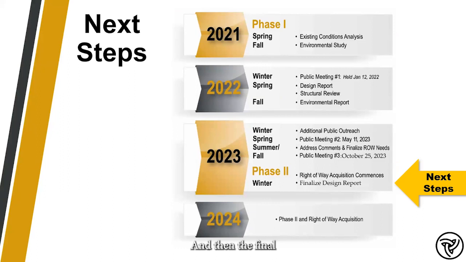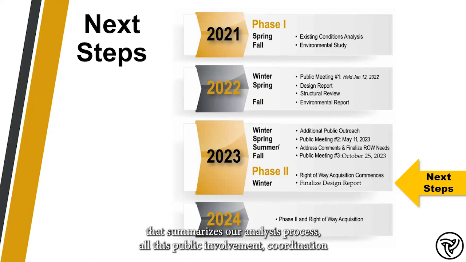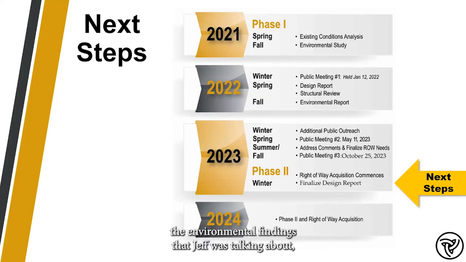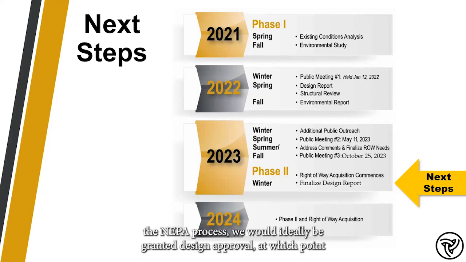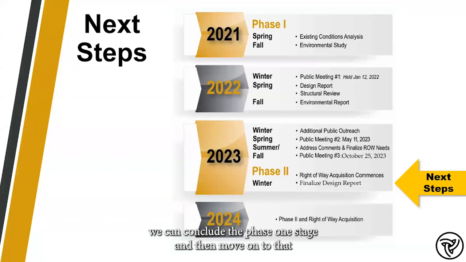And then the final product of our phase 1 study will be a design report that summarizes our analysis process, all this public involvement coordination and the comments we received, the environmental findings that Jeff was talking about, and then these final improvements that we've gone over. Upon review of this report and confirmation of meeting the NEPA process, we would ideally be granted design approval, at which point we can conclude the phase 1 stage and then move on to the phase 2 stage.